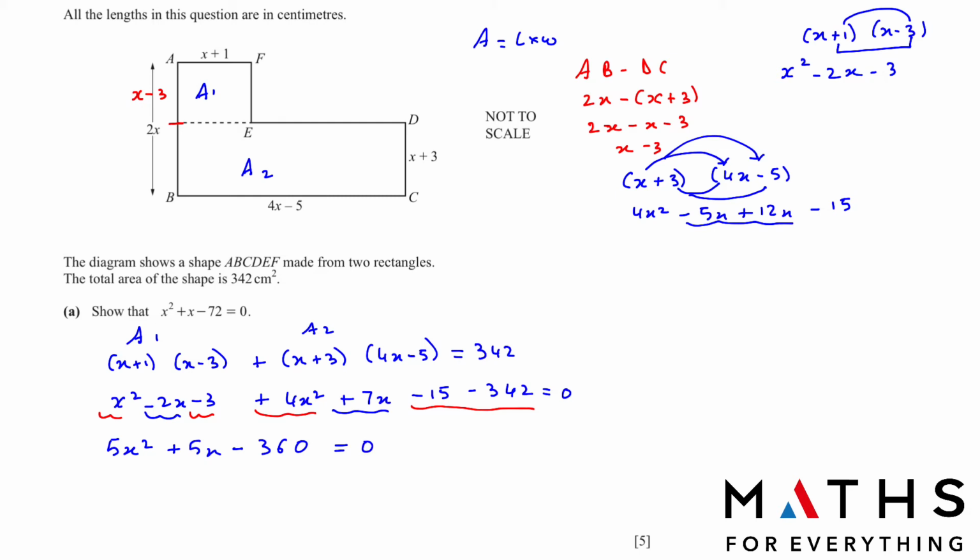This is not similar to what they want us to show. So we have to factorize something. You can see that the common factor is 5. Divide everything by 5 here. And we will get x squared plus x. Negative 360 divided by 5 will give us negative 72, is equal to 0. So we are done with the question. This part of the question, we showed what they want us to show.